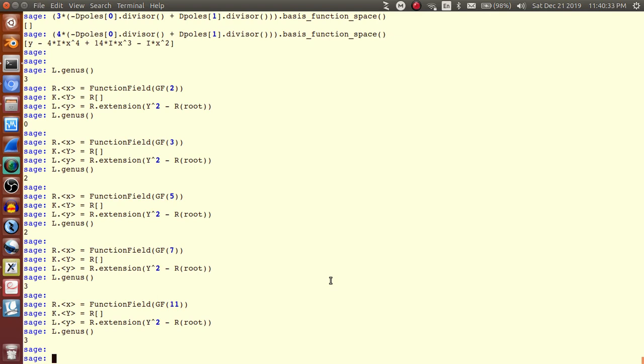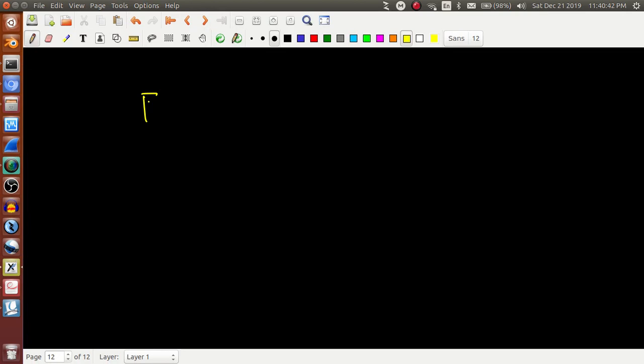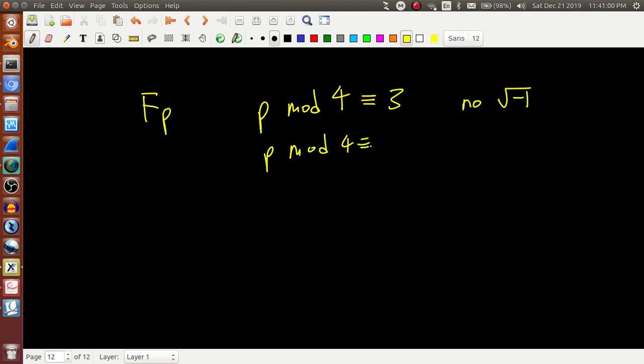and what I'm going to see is that I don't have a square root of -1 in either F11 or F7 because their form is prime FP. If P mod 4 is 3, then we have no square root of -1. But if P mod 4 is 1, square root of -1 exists in FP itself. And you'll see that 7 is of this form, and 11 is also of this form, so I don't have a square root of -1 in either of these fields.